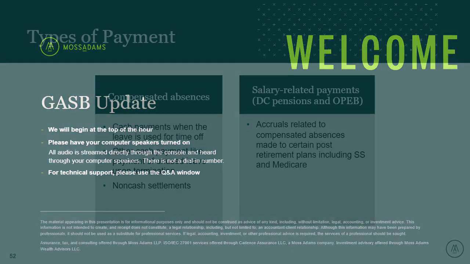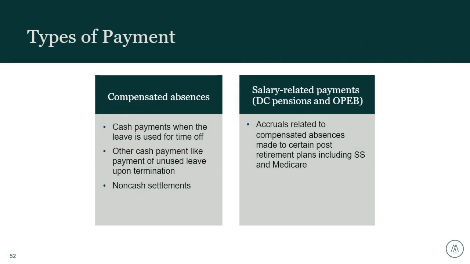All right, types of payments. Governments commonly provide those benefits to employees in the form of compensated absences. And there are various types of payments that are made, which are listed on this slide. There are cash payments when the leave is used for time off. And then there are other cash payments, such as payment of leave when an employee severs employment from the government. And then there are non-cash settlements. There are also salary-related payments for defined contribution and OPEB plans. Salary-related payments are those obligations that a government incurs related to providing that leave in exchange for services rendered. And examples can include things like Social Security or Medicare payments.